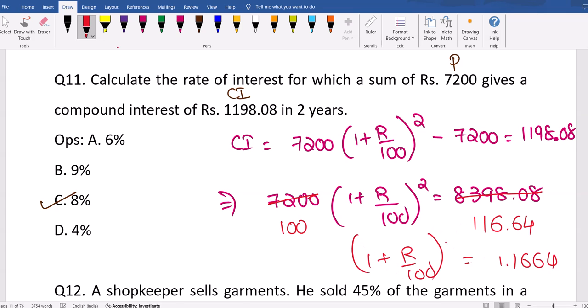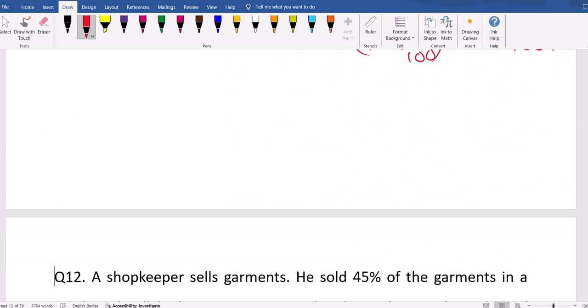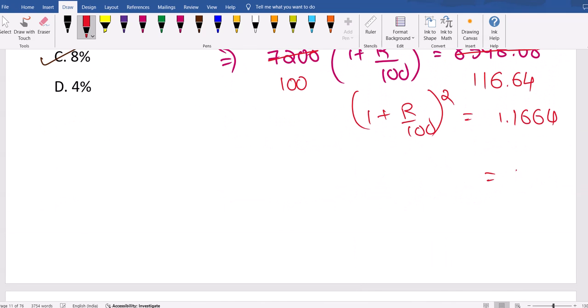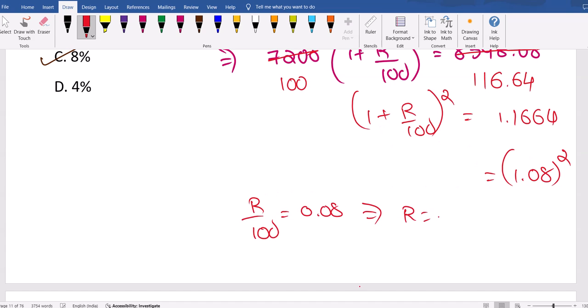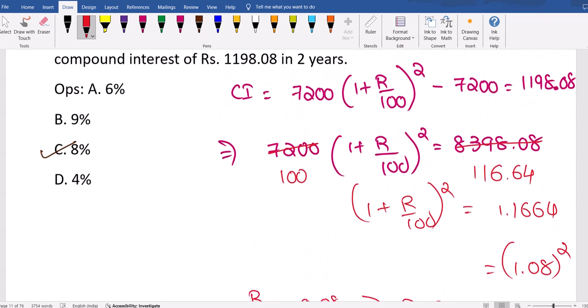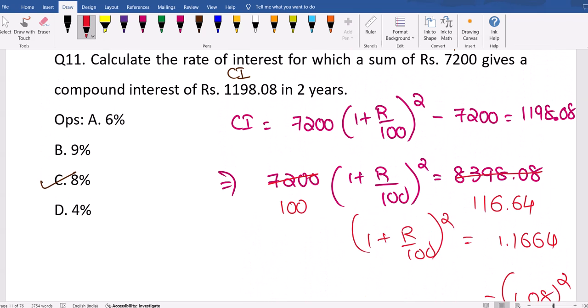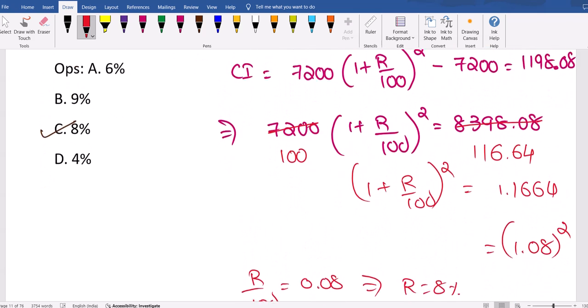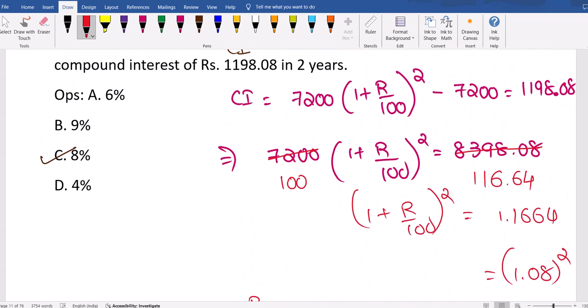This is complicated, you observe. And this 1.1664 is nothing but 1.08 whole square. So comparing 1 plus extra, whatever that is, r by 100 is 0.08, r equal to 8. So everybody felt it's a difficult task, because you can observe that it's a pretty difficult equation. We got 8%, fine, but it's a difficult task to cancel this.